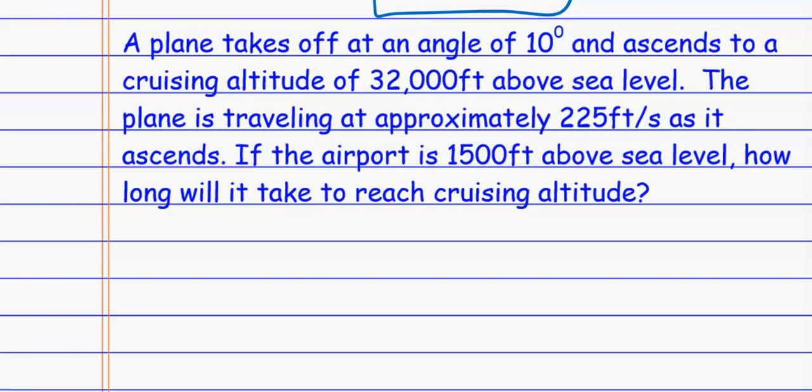A plane takes off at an angle of 10 degrees and ascends to a cruising altitude of 32,000 feet above sea level. The plane is traveling at approximately 225 feet per second, so we're adding a little bit of speed in here, which we'll have to convert probably at some point as it ascends. If the airport is 1,500 feet above sea level, how long will it take to reach the cruising altitude? And so now we're kind of doing this in reverse.